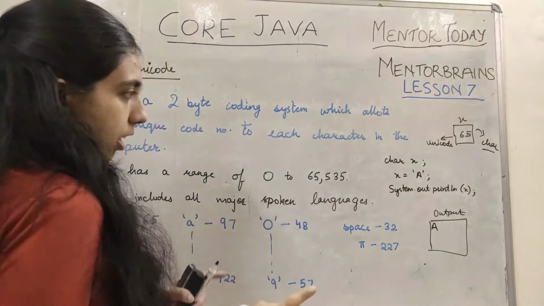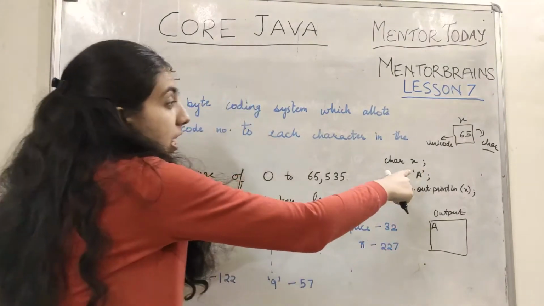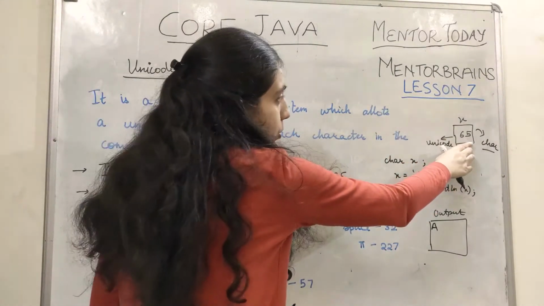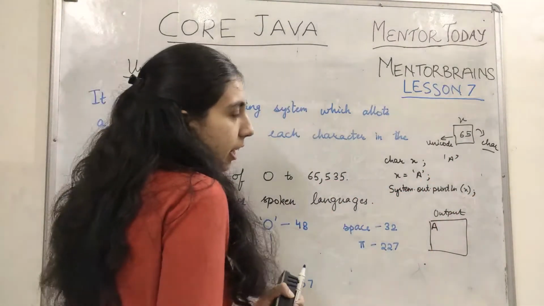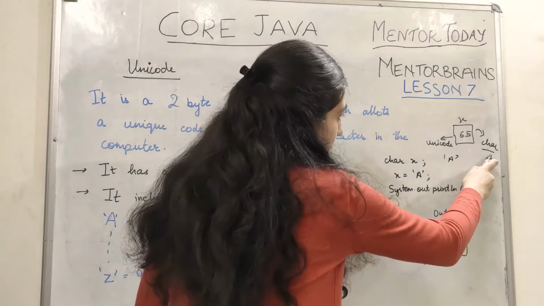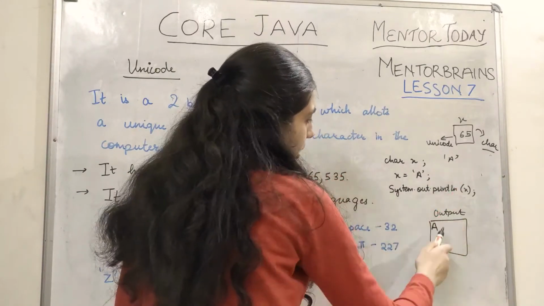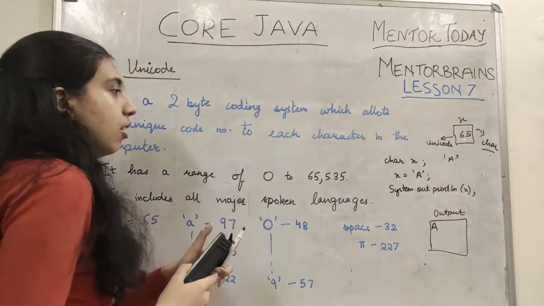Okay, so you are understanding how this a is going inside the memory location as a Unicode and not as a. And then when we are printing it, it checks what data type it is, that is char, so it is printing the character a and not 65.